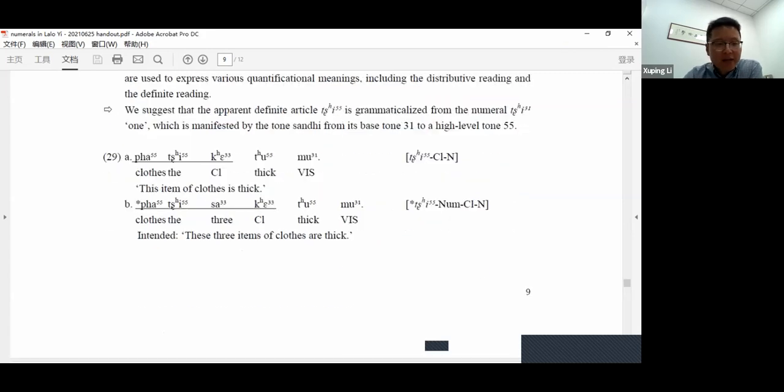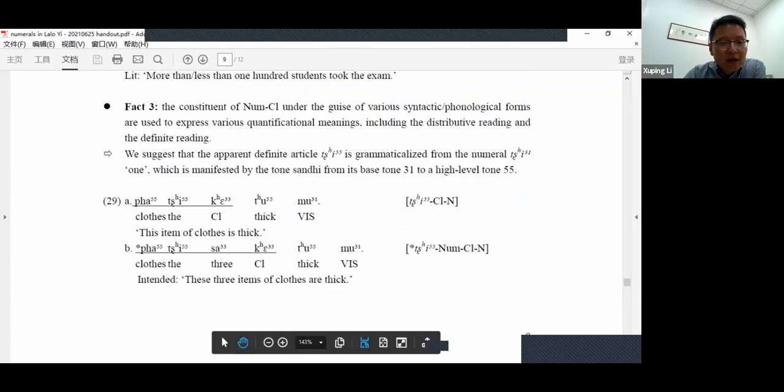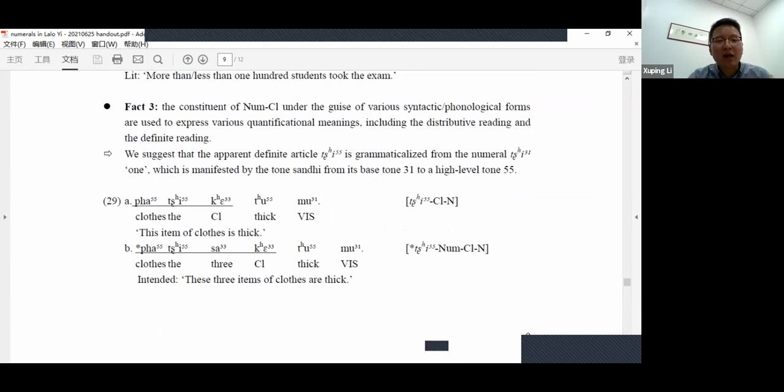I'll skip the third fact, which tells us about the special num classifier, 1 classifier. If one undergoes tone sandhi, it can have the definite reading. Okay, so that item of clothes is thick. Here this is actually expressed by a special tone-sandhied 1.